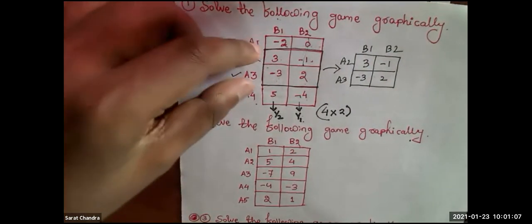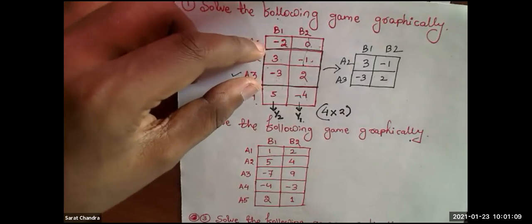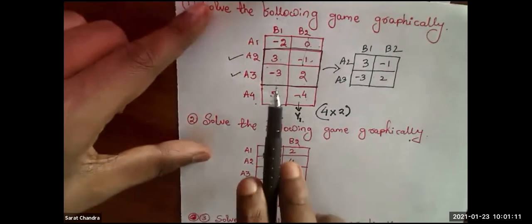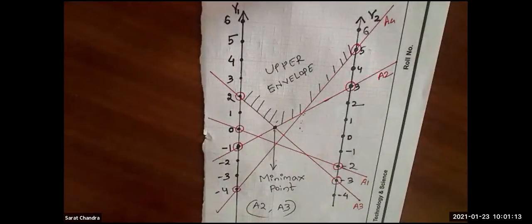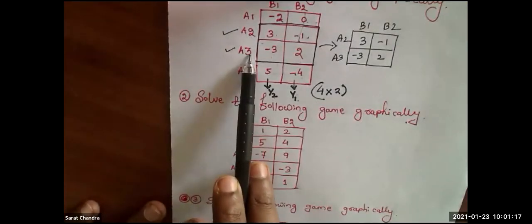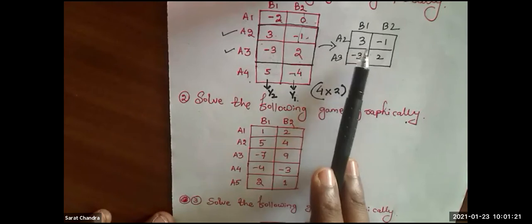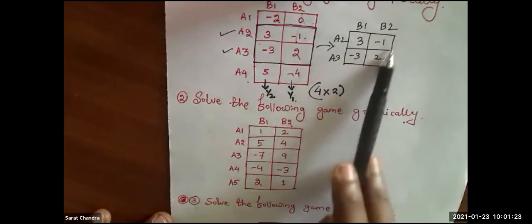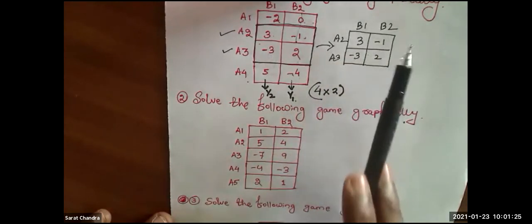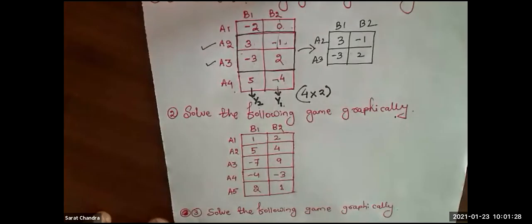Clear? So I have found out my optimal matrix will be A2 and A3. Okay. So I will rewrite the matrix like this. Then I have to solve this matrix and I will find out the value of the game. Okay. So quickly we will do it. Then we will proceed to our next question. Okay. So we got the matrix like this.